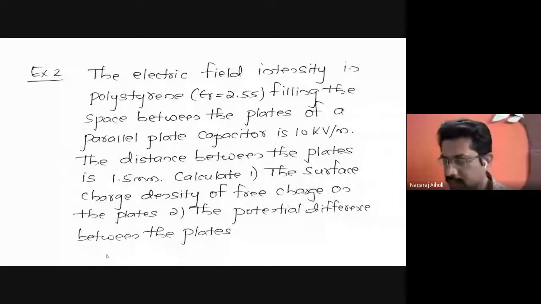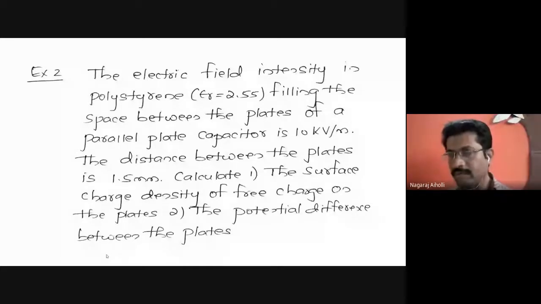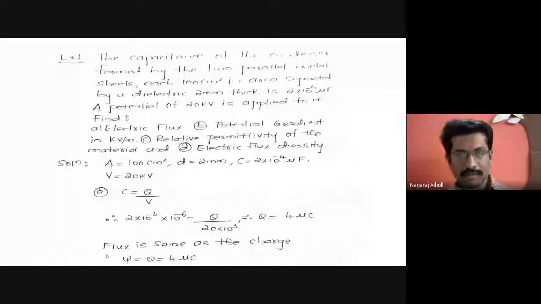They have asked the potential difference between the plates. How will you find out that? Which formula you will use? Just think and tell me. So E is equal to V upon D. Yes, E is equal to V by D. We have used many times, is it not, that formula? In the previous equation we have used E is equal to V by D, potential gradient, correct?